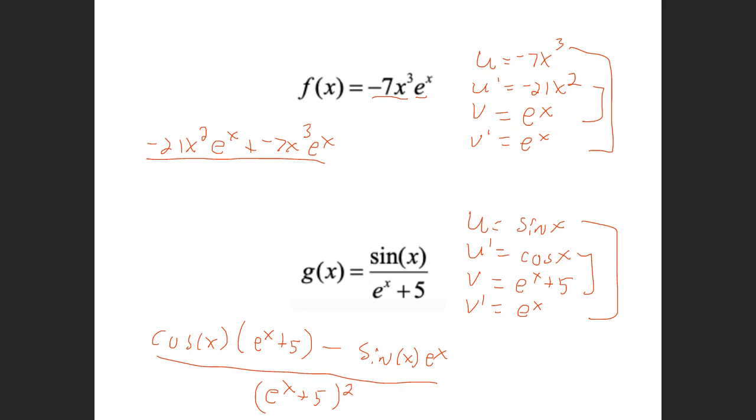All right, I'm just checking your answers. Cosine of x times e to the x plus 5 minus sine of x times e to the x. Very nice. Looks like you both have the same answer there. So that is the product rule and the quotient rule, two rules that you just have to follow along.